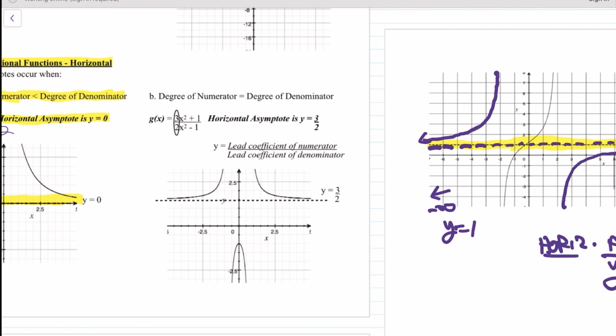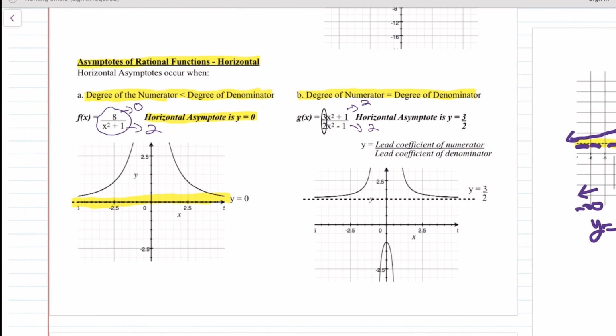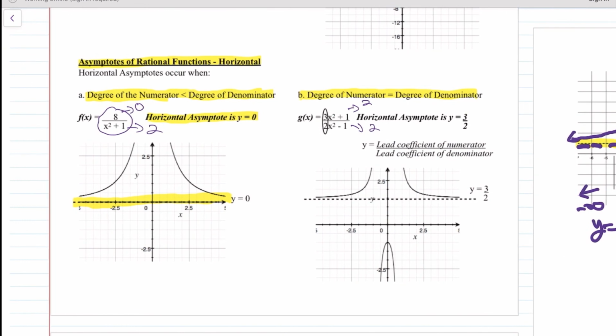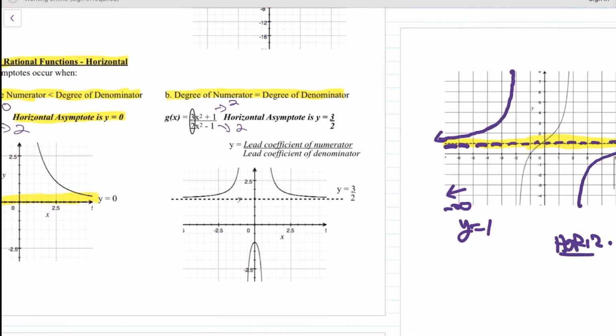Now what happens if we come over to B? What happens if the degrees are equal? So if we look at this, g of x equals 3x squared plus 1 over 2x squared minus 1, the degree of the numerator, the highest exponent in the numerator, is 2, and it's the same in the denominator. They both have a 2. So now what do we do? We said if the numerator is less than the denominator, like in the first one, the horizontal asymptote is y equals 0, the x-axis. What if they're equal? What is the process there?